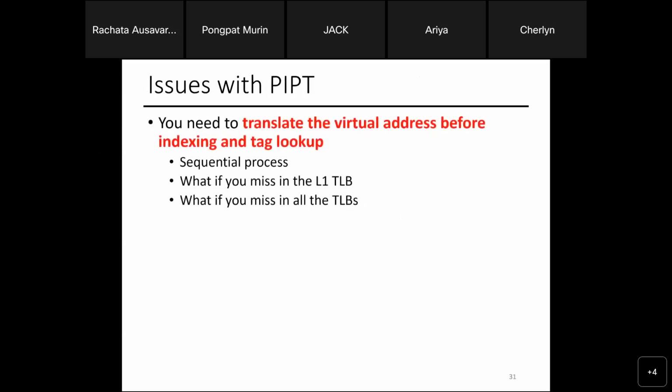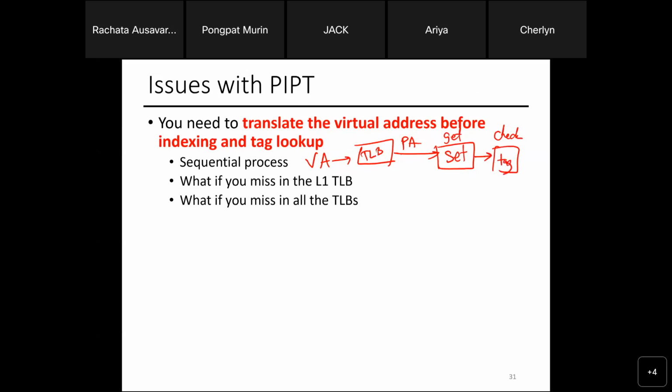Now, the issue with using physical address for both of them is this. If you use physical address for the index, the first thing you have to do is go through the TLB. So you have the virtual address, the first thing you go to is the TLB. What's my physical address? Now I have the physical address. You use the index to get the set, then check the tag.